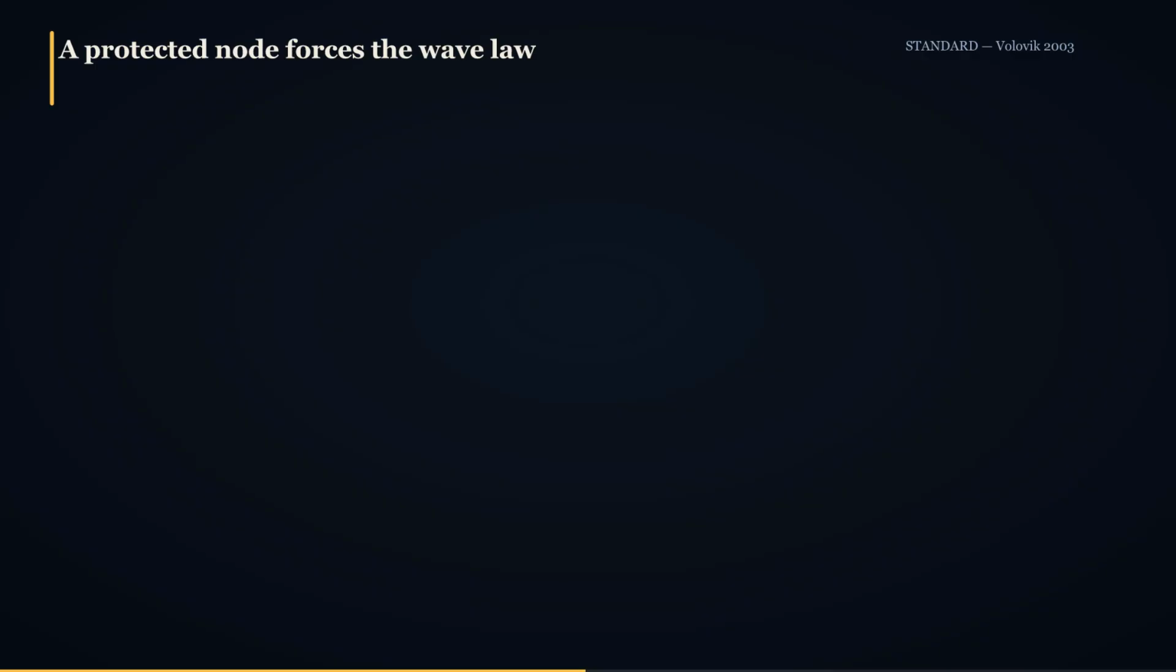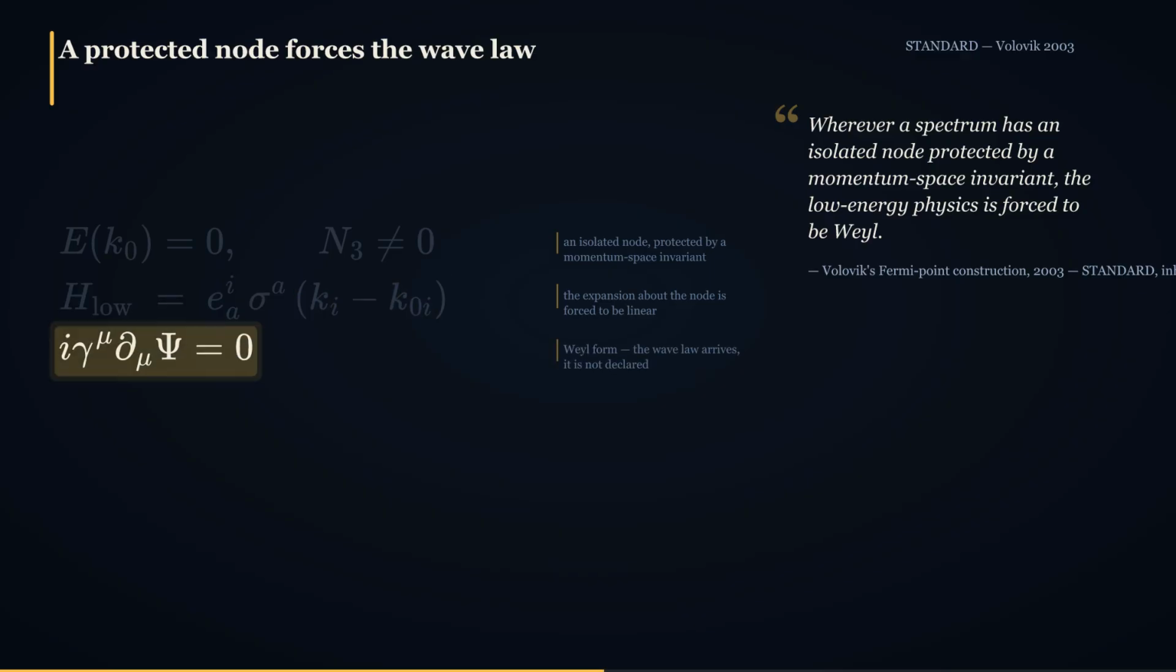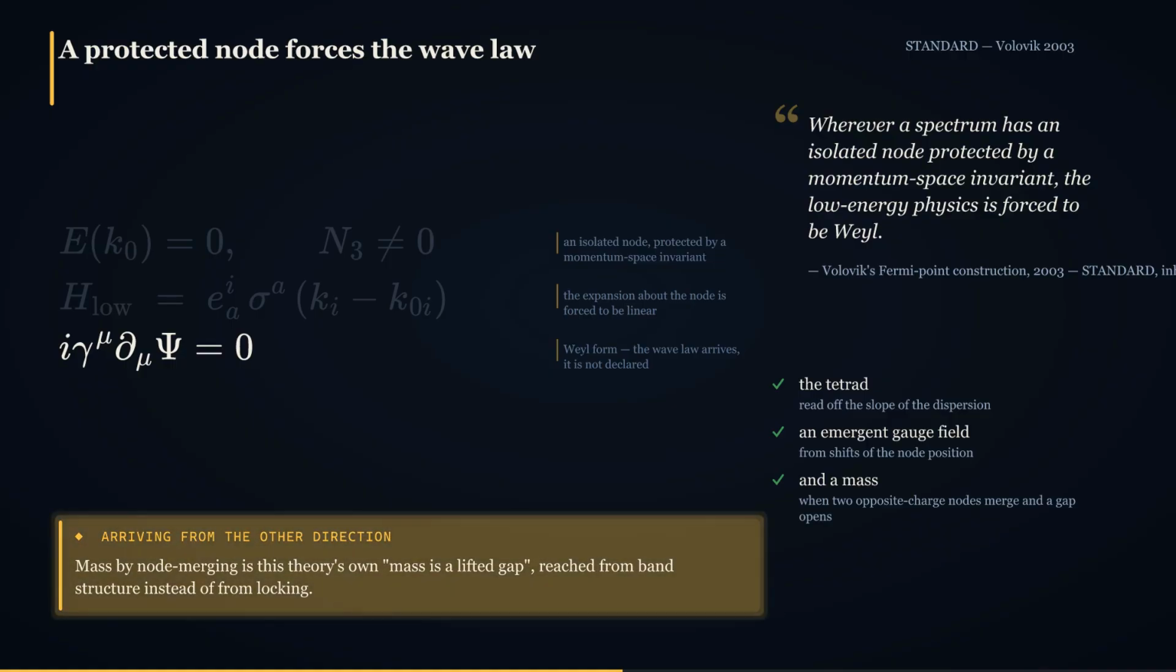Volovik's result for helium-3A and for topological superfluids. Wherever a quasi-particle spectrum has an isolated node where the energy vanishes, and that node is protected by a topological invariant in momentum space, the low-energy expansion about it is forced to be linear and to take Weyl form. Not encouraged, forced. And out drops the Dirac operator, plus a tetrad read off the slope of the dispersion, plus an emergent gauge field from shifts of the node position, plus a mass appearing exactly when two oppositely charged nodes merge and a gap opens, which is this theory's own mass mechanism, arriving from the other direction.